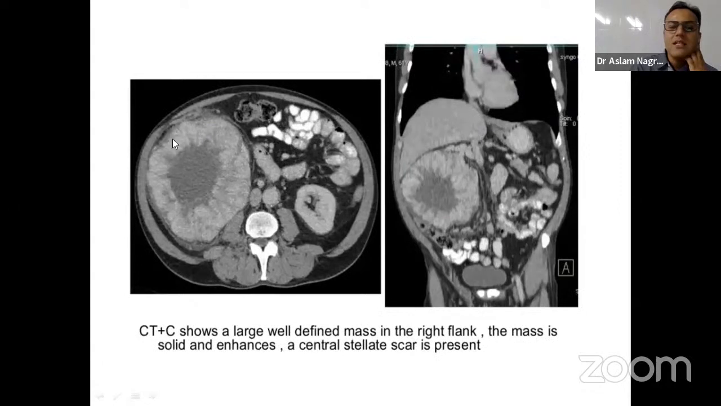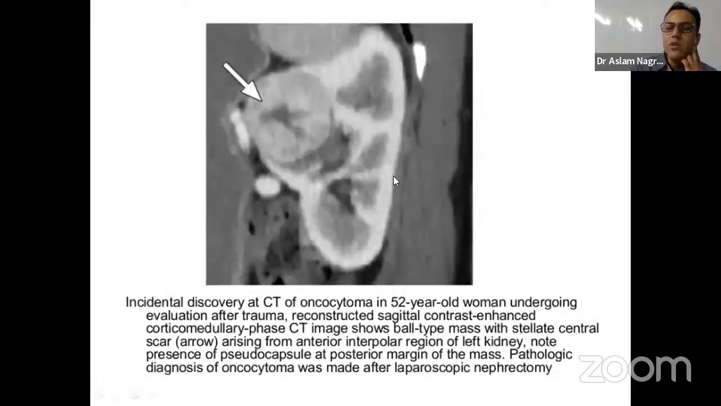So this is the lesion. This is a central scar, which we were talking about. The CT contrast shows a large, well-defined mass in the right flank. The mass is solid and enhances. The central stellate scar is present. This is a scar. Again, you can see oncocytoma. So when the scar is not there, we cannot differentiate as a radiologist whether it's an oncocytoma or a RCC.